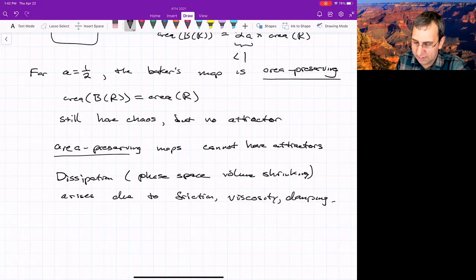So we're going to end here. We're going to talk next about another classic 2D map that generates chaos, the Hénon map, okay. Also from the 70s.